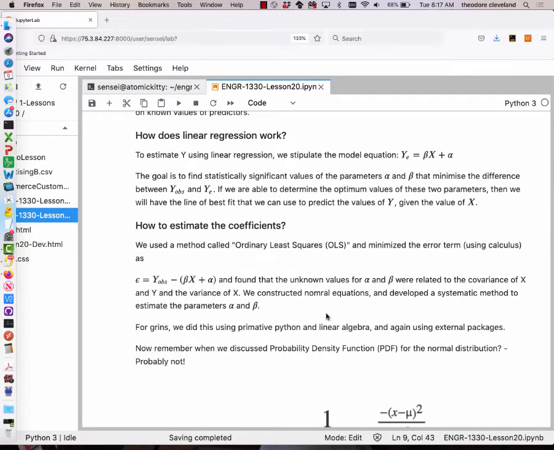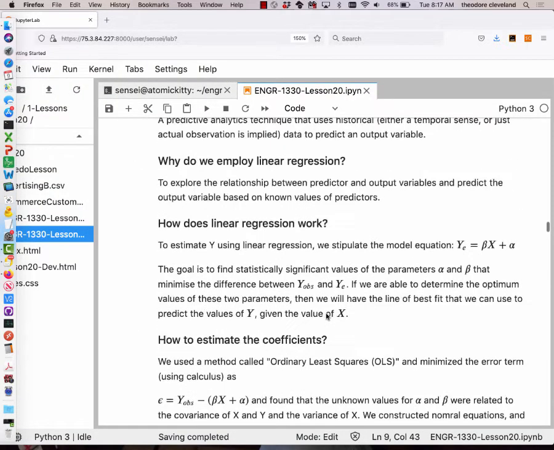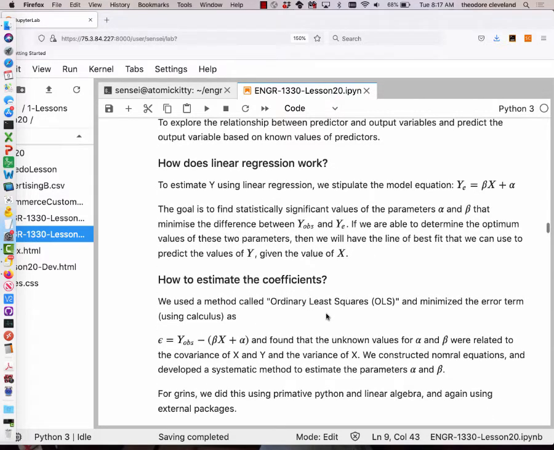So how does linear regression work? If you recall, to estimate a value y we would stipulate a model equation. The simplest one is shown up here. Y is equal to beta x plus alpha, where the beta and the alpha are called the parameters of the regression. When we do it with computational linear algebra, the alpha gets buggered into the beta part, and it just becomes x beta, where x is now a design matrix that's comprised of the observations and usually a column of ones.